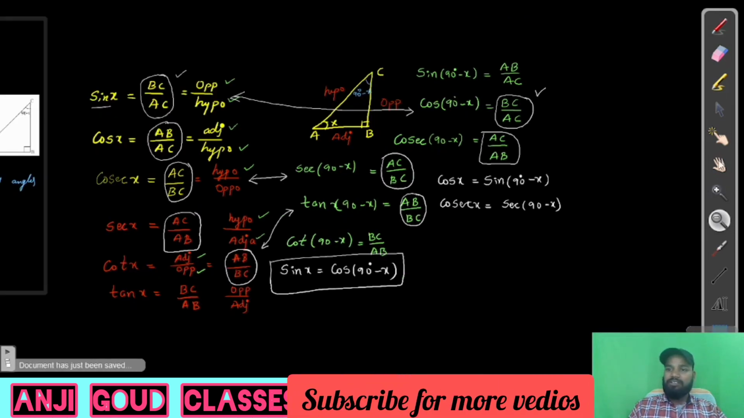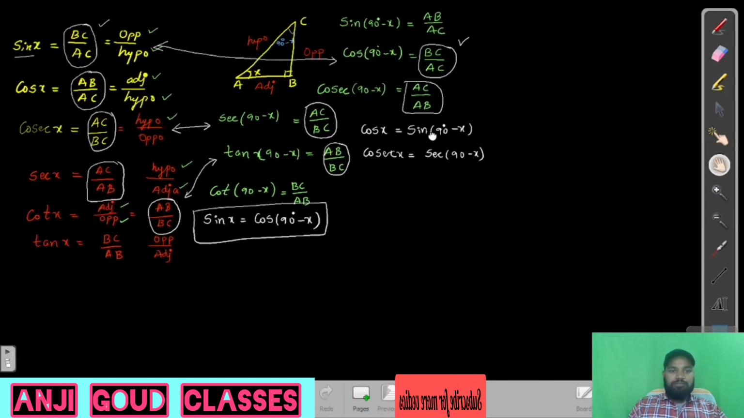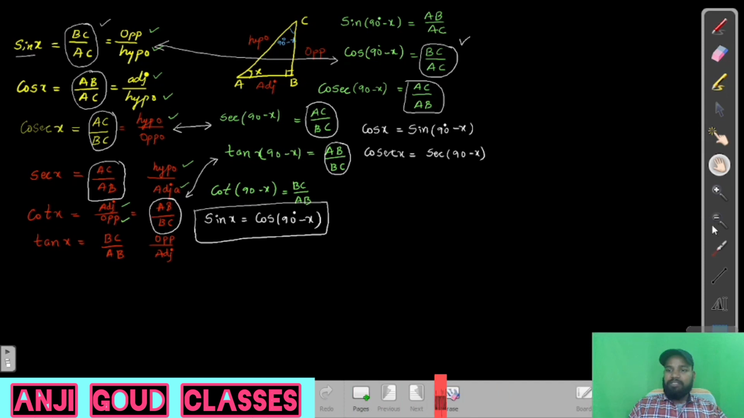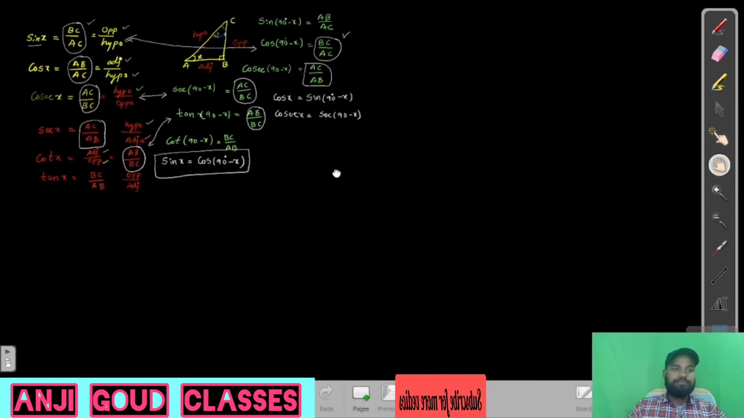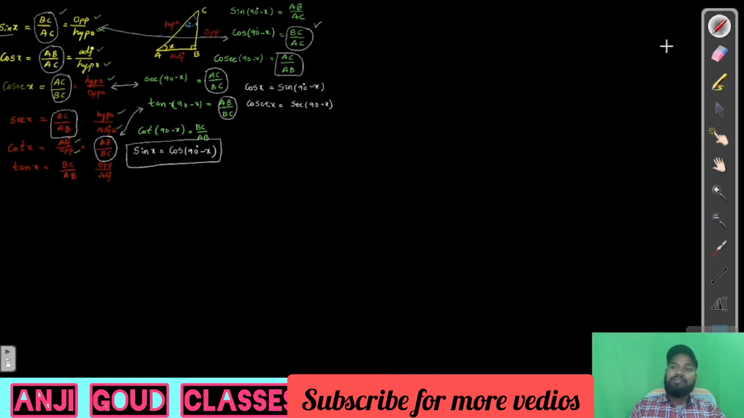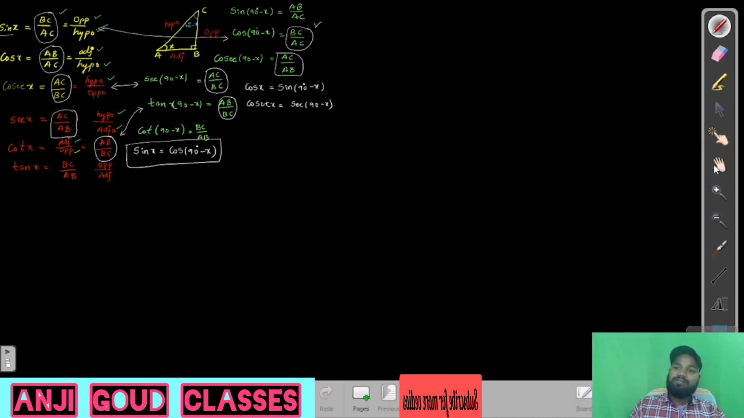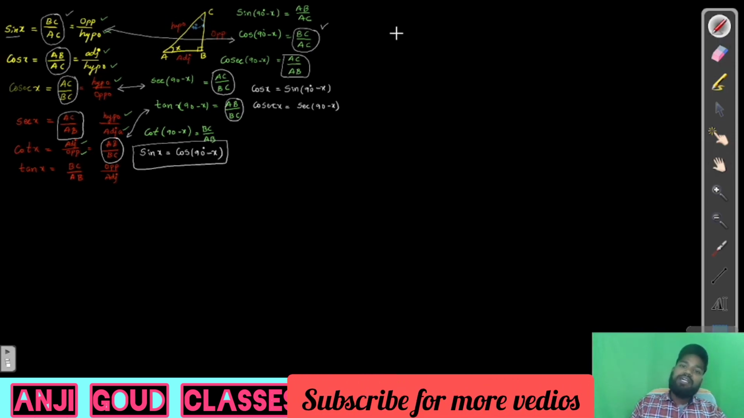See, I will write all the ratios here for complementary angles. So I will make it a little bit smaller. Yeah, is it visible? Okay, fine. Now see. So from first onwards, I will write here. Just a little bit more this side. Okay, right.